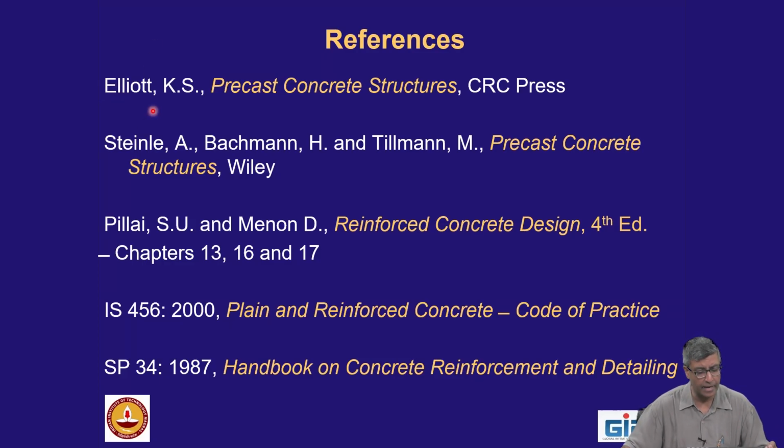The book by K.S. Elliott, Precast Concrete Structures, is a wonderful book which covers the component design. These are all the technical side. Okay. Stanley, Bachman, Tillman, again, it is similar in that it covers the component design. Now, some of the topics that I'm covering today are there in the reinforced concrete design book, which we use as a textbook in our place. And then the codes IS 456 and the SP 34 detailing are in fact applicable for precast members as well. Some special references I will come to later.